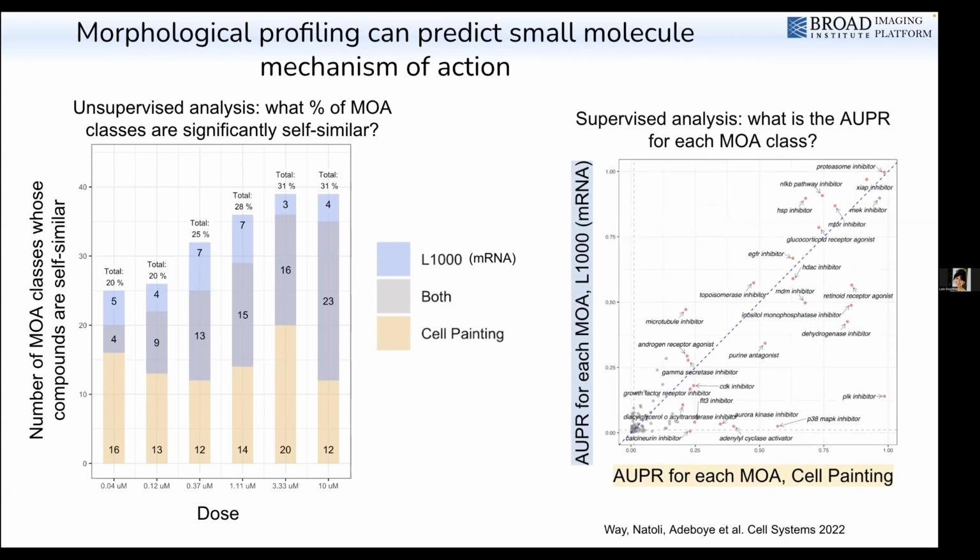But the story is a little bit more balanced when you do a supervised analysis, when we train a classifier for this task. The two axes here report the area under the precision recall curve for the two assays. We find, not surprisingly, that some mechanisms are better predicted in one assay versus the other, so there is complementarity between them. This work was led by Greg Way, Adeni Adeboye, and Ted Natoli and others, and is our most thorough investigation to date comparing these two assays in general, not just on the task of prediction of mechanism of action. And you can look up the paper for more details.